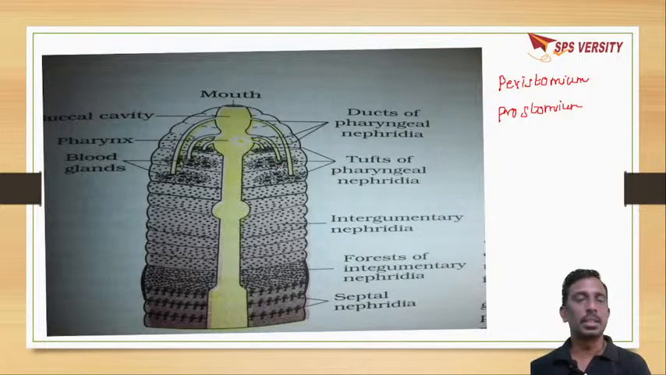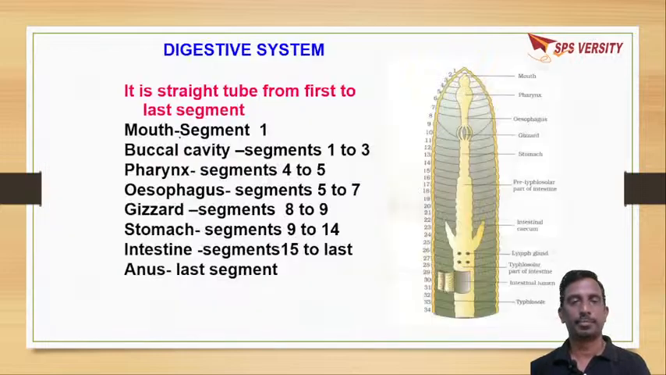So here you can see the parts of the digestive system: mouth, buccal cavity, pharynx, esophagus, gizzard, stomach, intestine, and it ends with the anus. That is, the first segment is the mouth.